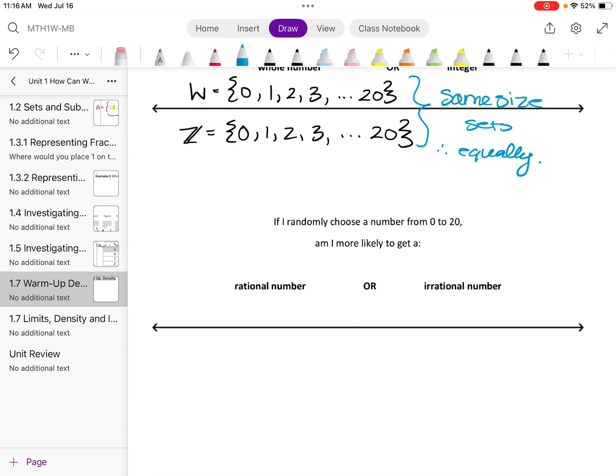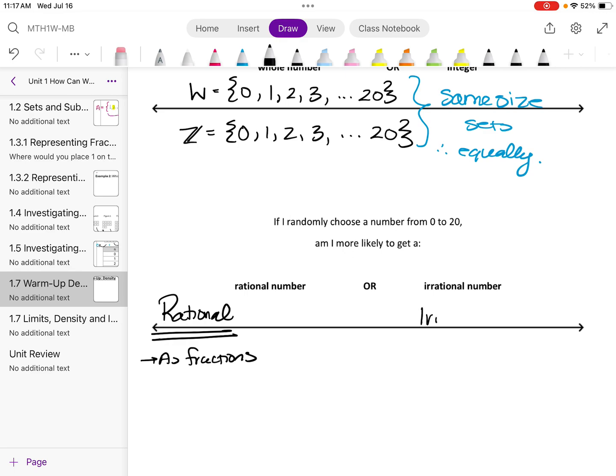If I randomly choose a number from 0 to 20, am I more likely to get a rational number or an irrational number? Hopefully you've pushed pause and thought about this one really hard, because it is a challenging one to think about. If I think about my rational numbers, remember they're my numbers that can be represented as fractions. So they're every single whole number plus anything that can be represented as a fraction.